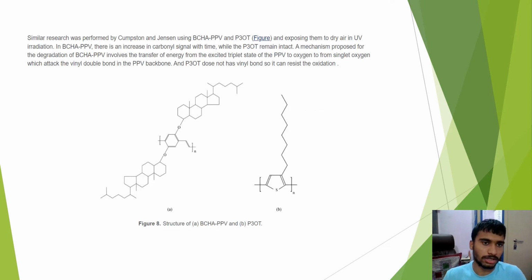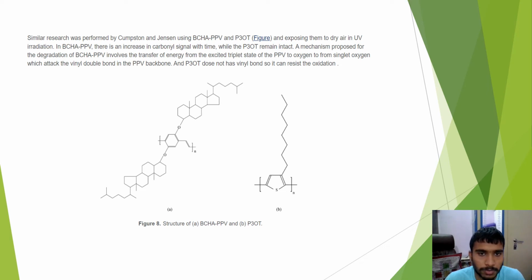Similar research was performed by Comston and Jensen using BCHA-PPV and P3OT, exposing them to dry air and UV irradiation. In BCHA-PPV, there is an increase in carbonyl signal with time, while the P3OT remains intact.